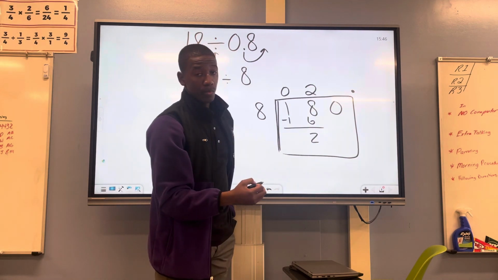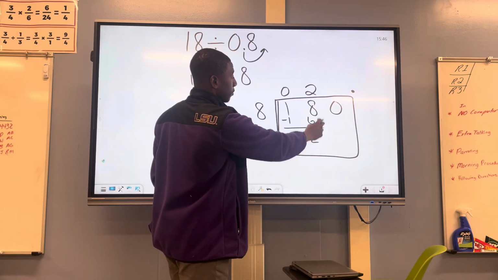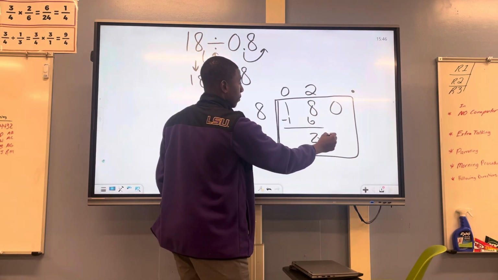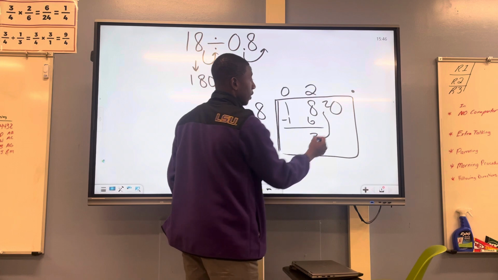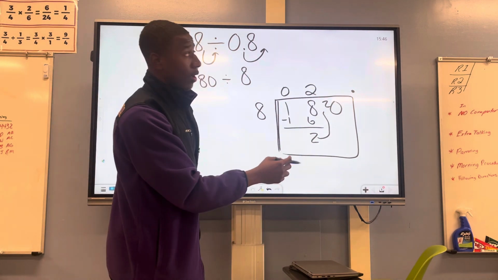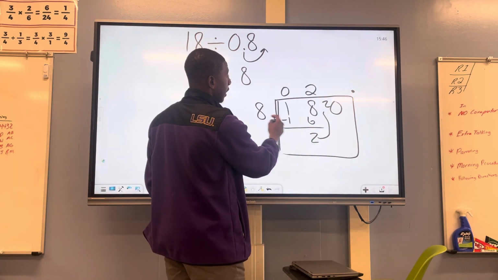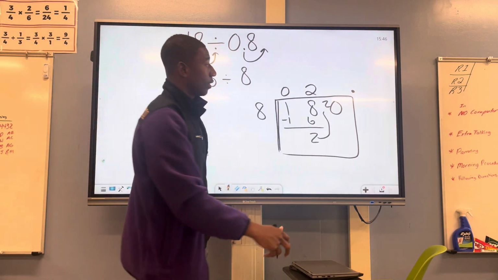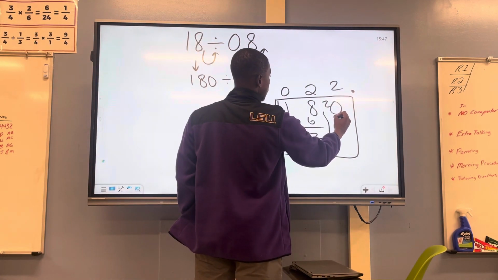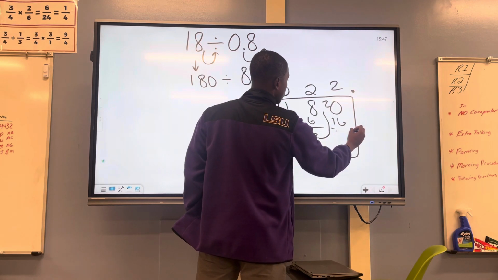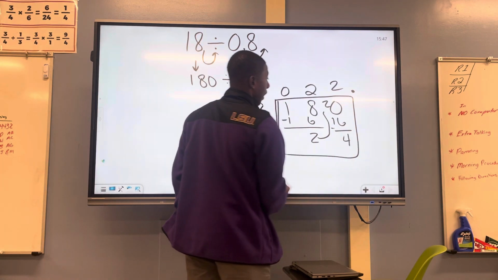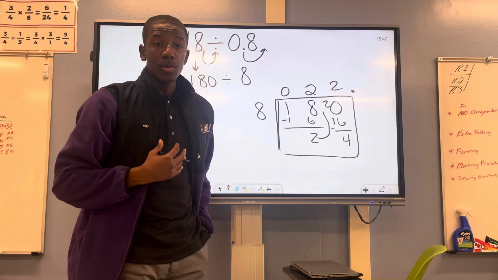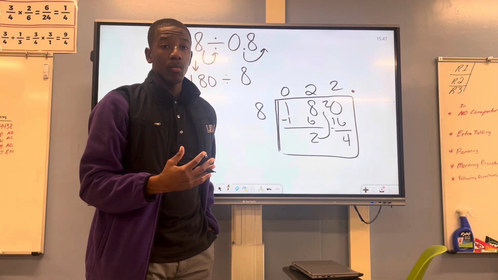So now what I'm gonna do is take this 2 and bring it up to the 0 to make that number a 20. So now when I make that a 20, I have to think to myself, can 8 go into 20? 8 goes into 20 2 times again. So that's gonna give me 16. So 20 minus 16 gives me 4. And now I have an issue. My issue here is I cannot have remainders or decimals.